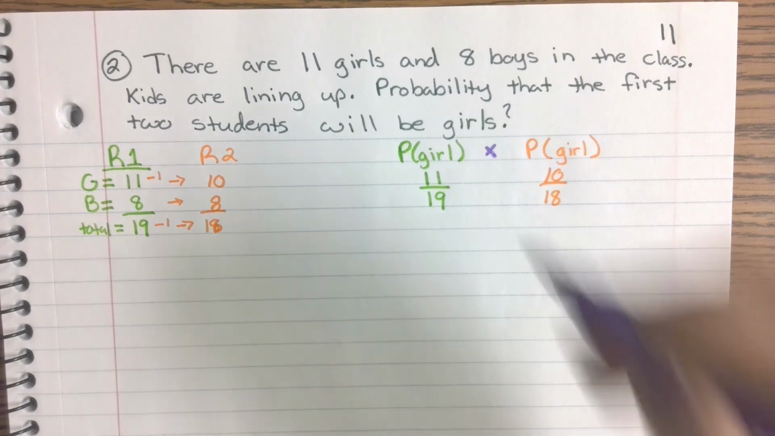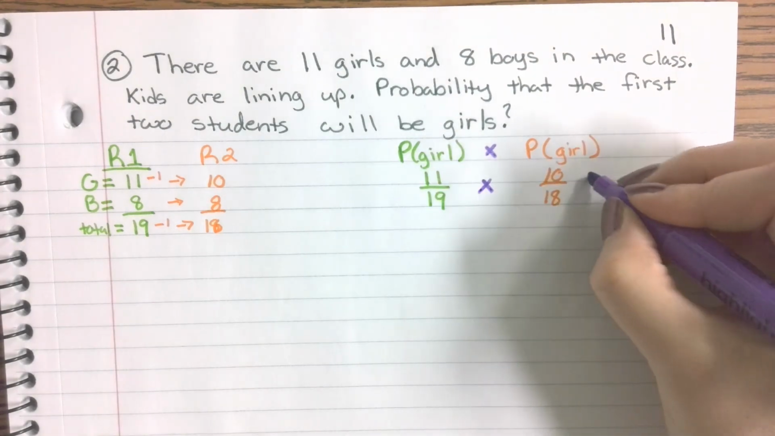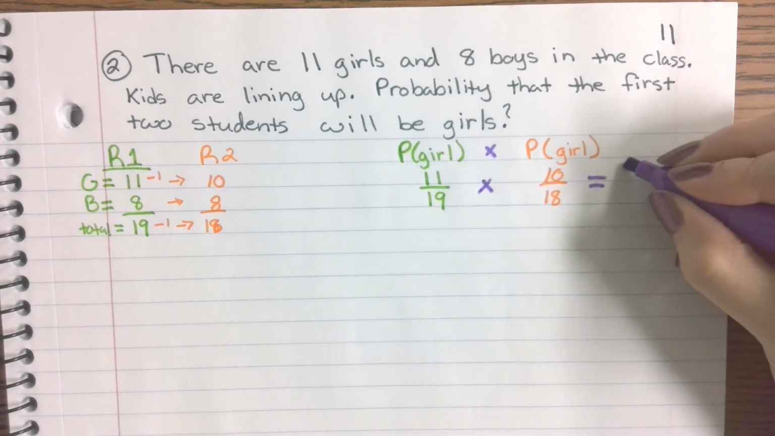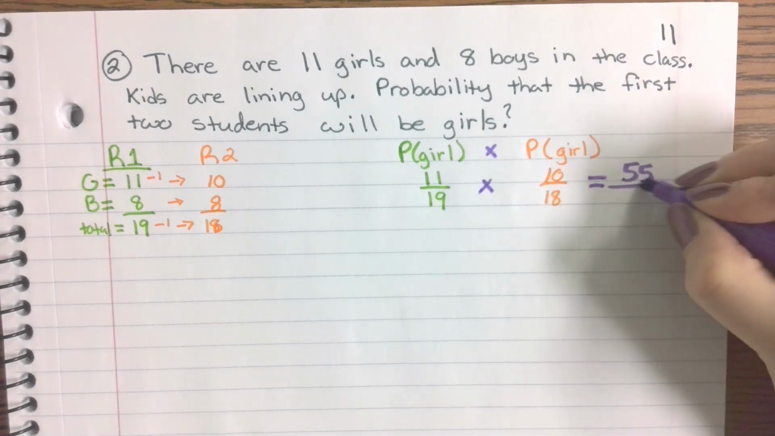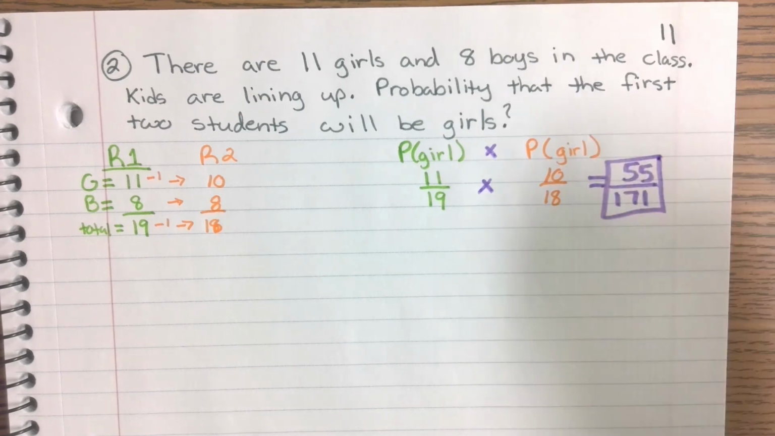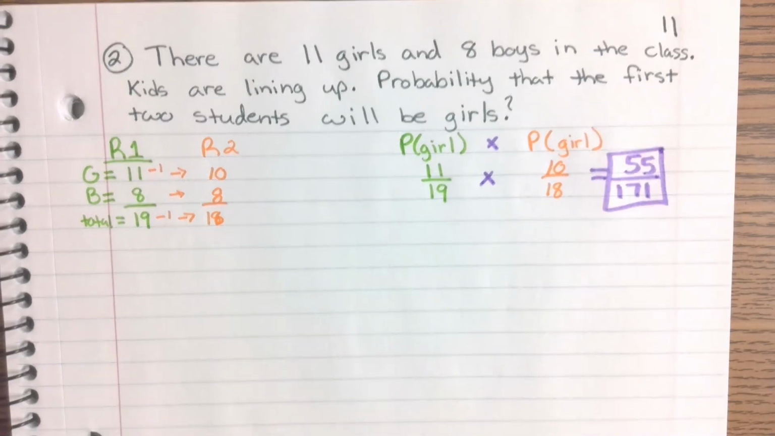And then we just multiply. Again, you're going to want to use your calculator. It'll simplify it for you. You're going to get 55 out of 171.